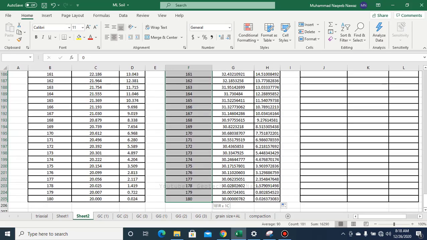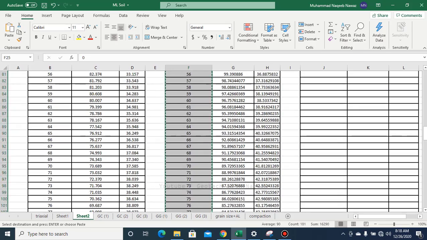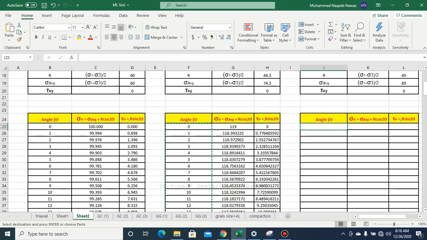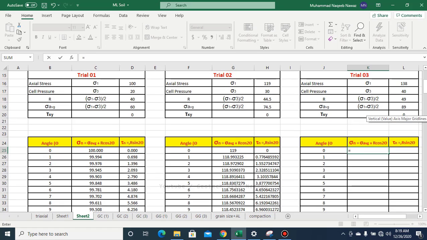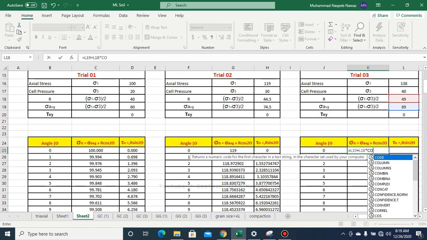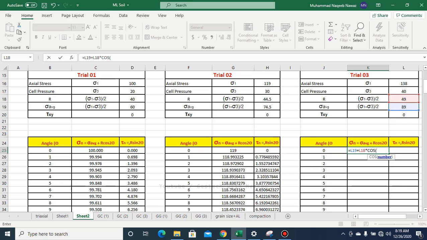The same process will be repeated. I will just copy this cell, Control C, here. Now sigma n, the same process, sigma average plus R multiply by cos 0.01745 multiply by angle degrees. We need to fix these cells. Shift dollar, sign of dollar here. Okay.